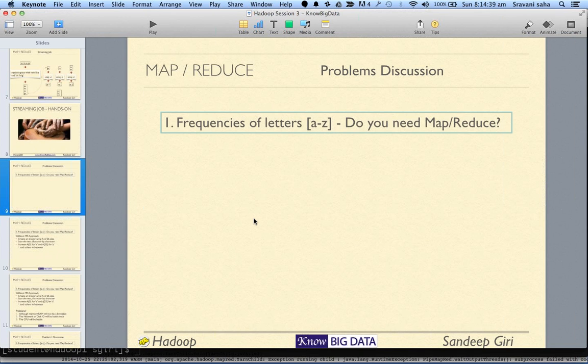So these were the four questions which we talked about yesterday. Just now, as I demonstrated, this is how you do the word count exercise, right? You took a word and made that a key, and Hadoop counted it for you. So if you had to count the frequencies of letters A to Z, do you still need to use MapReduce?